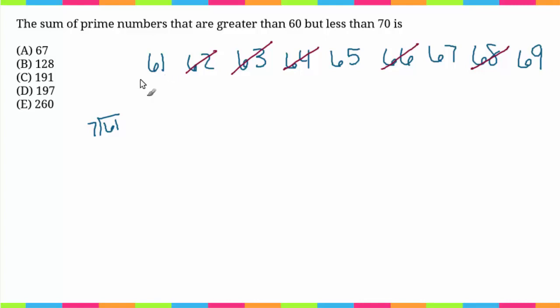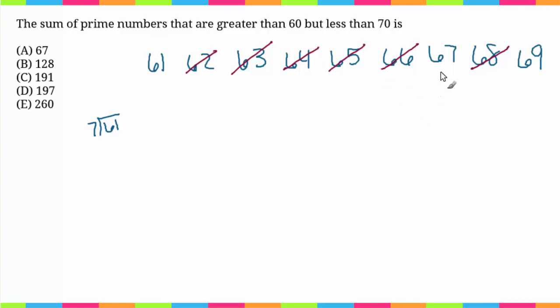So 61, it's not divisible by 8 because it's not divisible by 2, and not divisible by 9. So let's keep that in the mix. At this point, we're pretty sure that 61 is prime. So let's take a look at our next option, which is 65. We can automatically tell that that's divisible by 5 because it ends in a 5. So let's go ahead and cancel that one out.